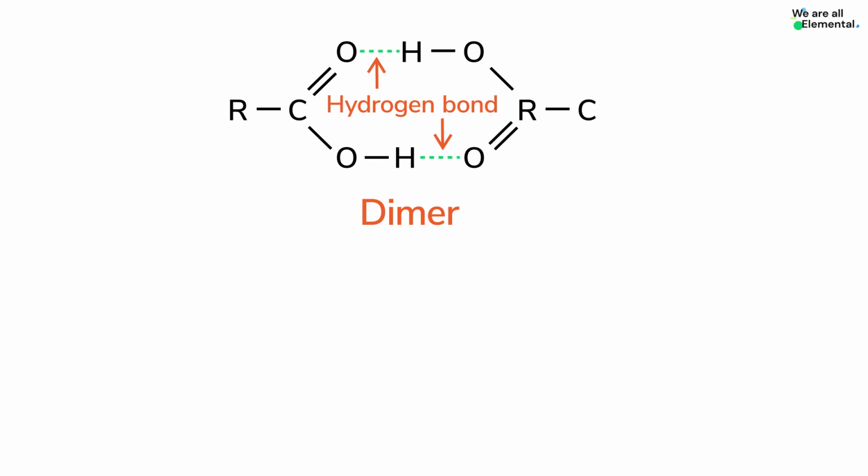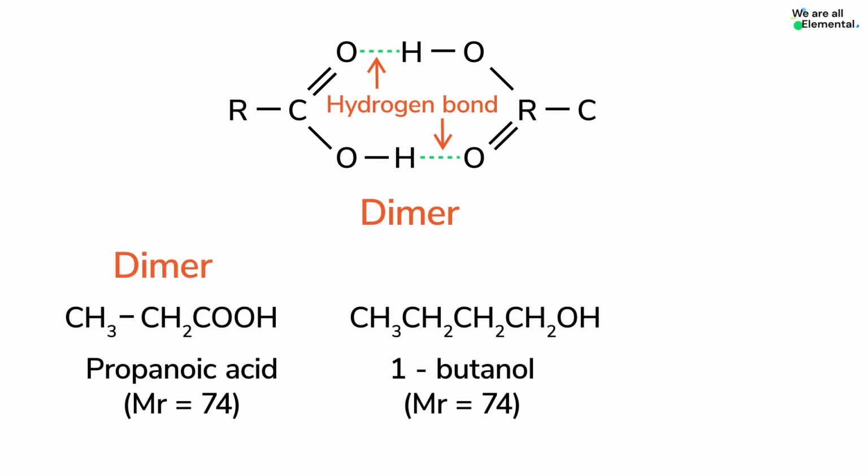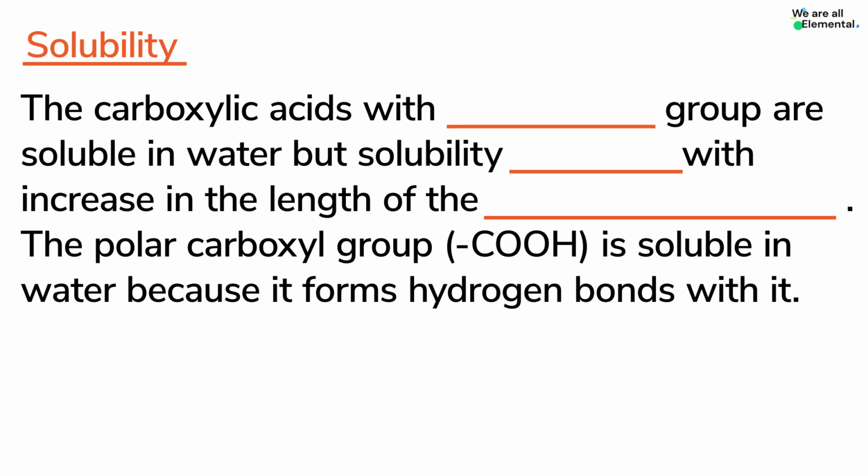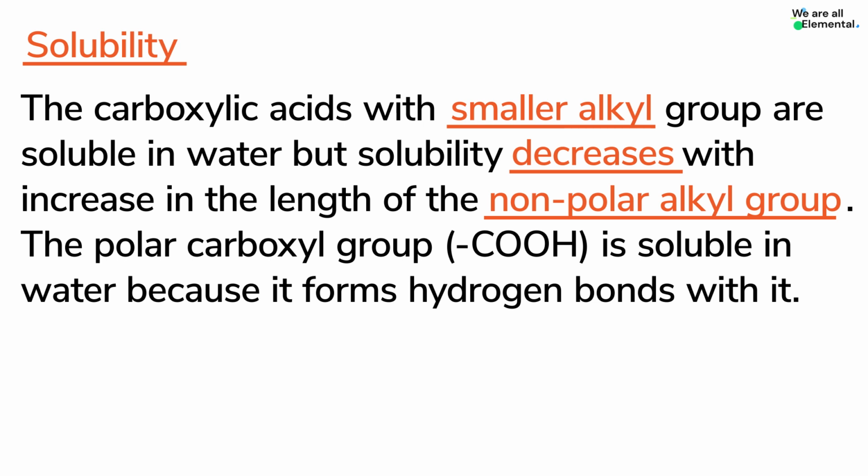And this makes the boiling point of carboxylic acids higher than amines or alcohols of similar molecular mass. For example, the boiling point of propanoic acid is higher than 1-butanol, even though their molecular mass is similar. And then we have the solubility. The carboxylic acids with smaller alkyl groups are soluble in water, but solubility decreases with increase in length of the non-polar alkyl group. The polar carbonyl group is soluble in water because it forms hydrogen bonds with it.